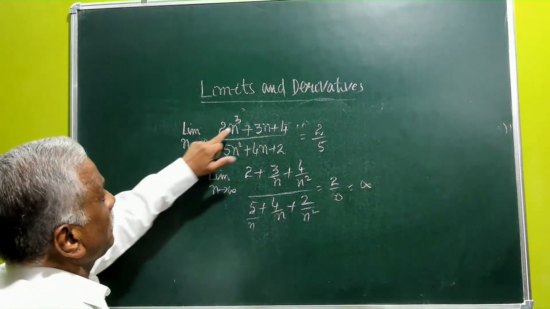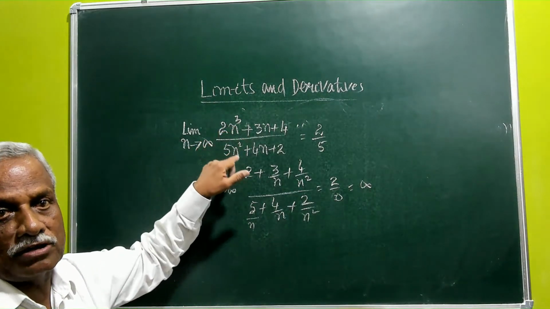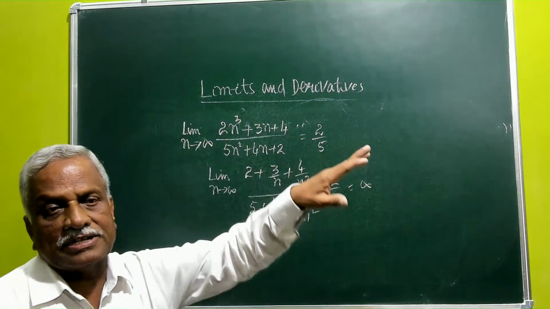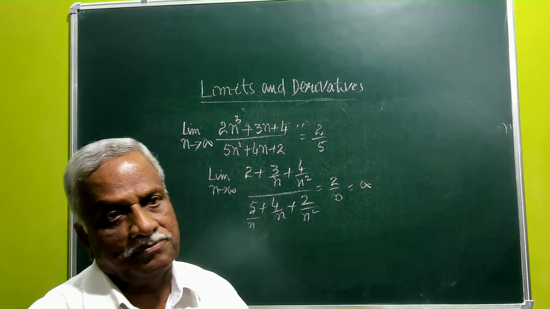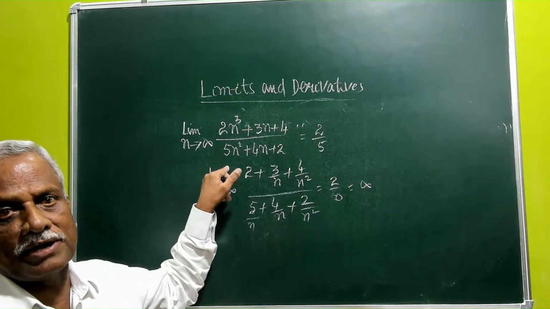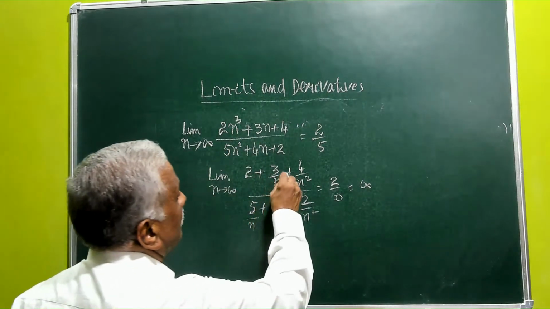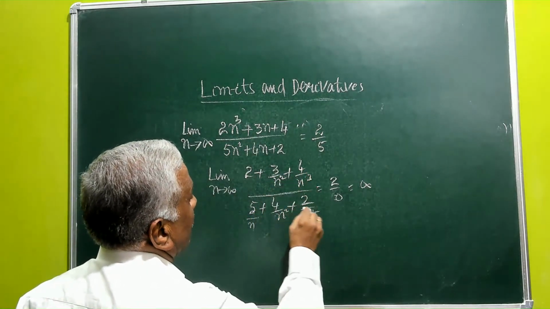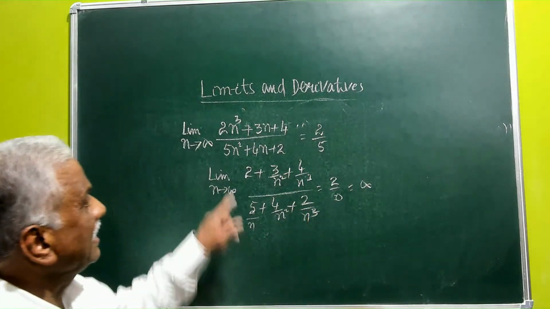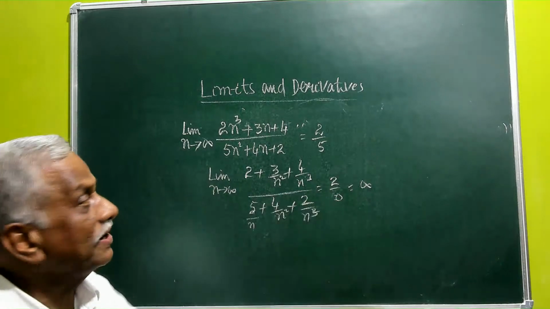Supposing denominator is more, let me repeat. The numerator degree is more than denominator. If both are same, it is the coefficient of the highest term, that is 2 by 5 in the previous case. Suppose the numerator degree is more than denominator. You are dividing by n cube instead of n square. So what will happen is, you will get 2 here and 5 by n. 5 by n is 0. 2 by 0 is infinity.